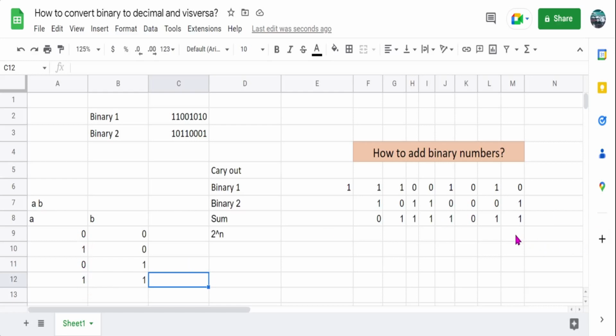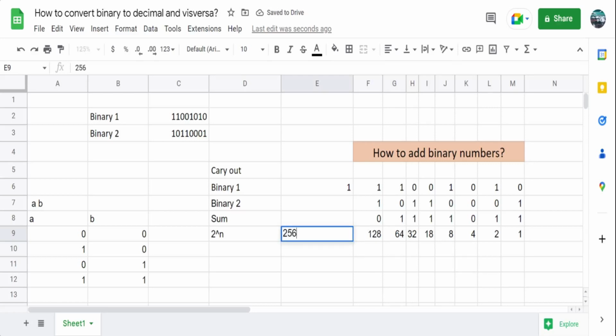So here we have 2 to the power of 0 options. Any number to the power of 0 is 1, 2 to the power of 1 is 2, 2 to the power of 2 is 4, 2 to the power of 3, 8, 2 to the power of 4, 16, 32, 64, 128, and 256. This is a number of possible combination of inputs.